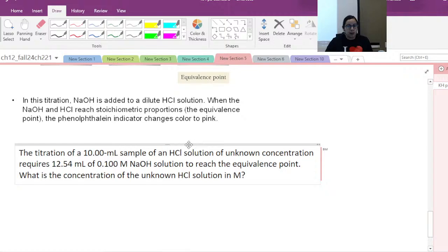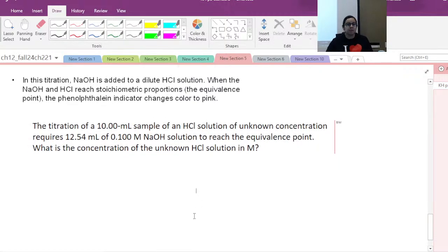And so now we can do the math behind it. It says the titration of a 10 milliliter sample of hydrochloric acid solution of an unknown concentration required 12.54 milliliters of a 0.1 molar sodium hydroxide solution. What is the concentration of the unknown hydrochloric acid? Just think about how you would start this. You might want to start with an equation first. Let people think for a second, and we'll go over it.